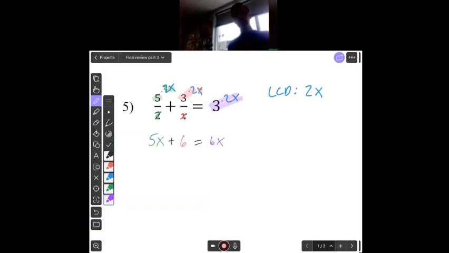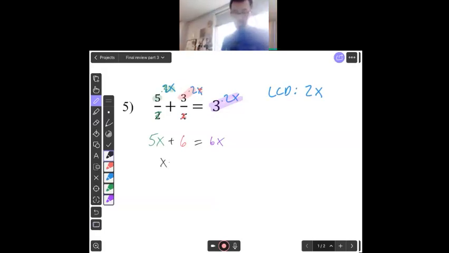Once you get to that point, it's an easy equation to solve now. Our first step should always be find a way to get rid of the denominators. Let's use the LCD or use cross multiplication. Now we have a nice, easy equation to solve. So get the x's to the same side. Find out that x is 6. So then checking 6 would be 5 over 2 plus 3 over 6 equals 3. So 5 halves plus 1 half would be 6 halves, which is 3.